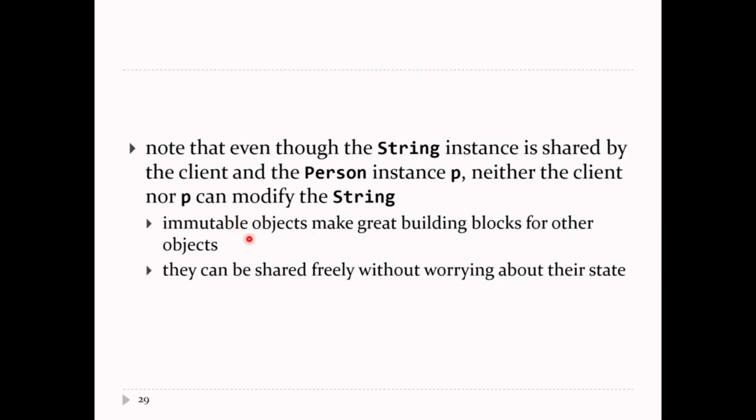And so that's one of the big benefits of using immutable objects. It makes your code much easier to write, much easier to maintain, and much easier to debug. But they're not always feasible to use. Often you want an object whose state can change.